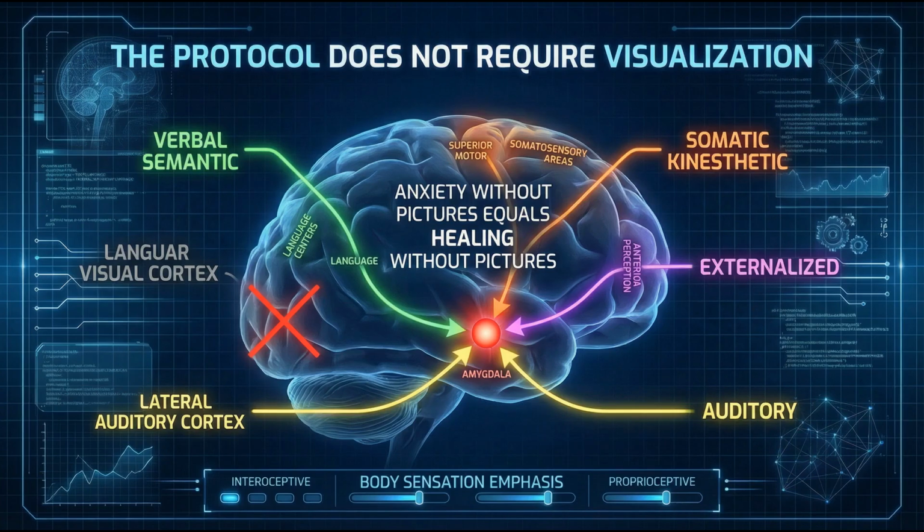Channel 3. Externalized visualization. If your internal theater is dark, move the theater outside. Draw the scenario. Write it out in vivid detail as a story. Create a physical representation using objects, a chair that represents the fear, a spot on the floor that represents your position of power. Literally, physically move through the scenario in your room. Watch yourself in a mirror while adopting powerful postures and verbally confronting the fear. The visual perception of yourself being powerful provides the same prediction error data that internal visualization provides, just through external perception instead of imagination.